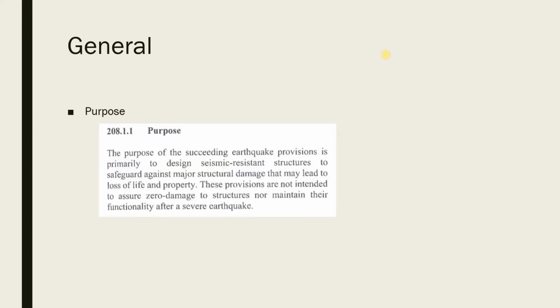Okay, so let's go now to chapter 2, section 208. The general purpose of earthquake loads. Okay, the purpose of succeeding earthquake provision is primarily to design seismic resistant structures. Okay. Hindi seismic proof. Resistant. Okay. Para saan? Of course, to safeguard against major structural damage that may lead to loss of life and property. Okay. So it is very important na we design in accordance to our code.